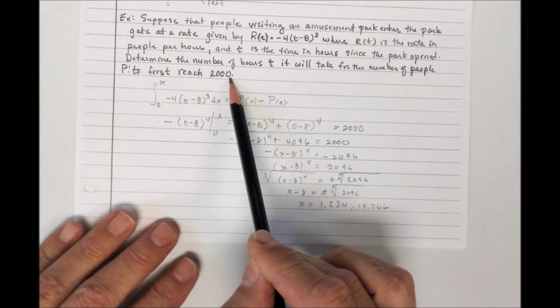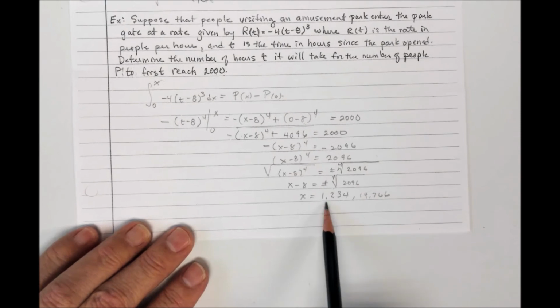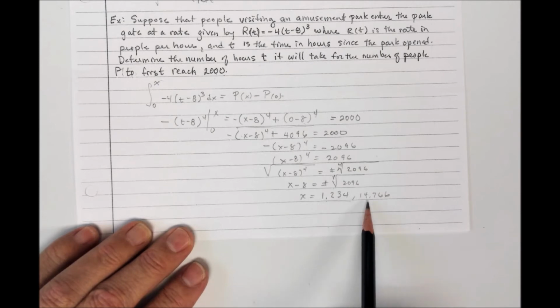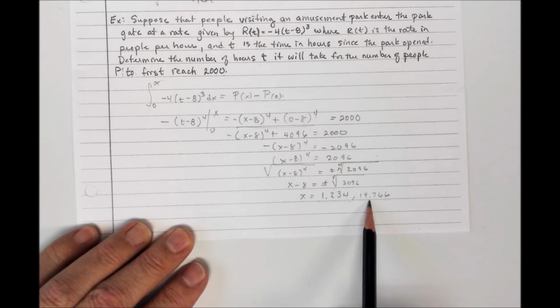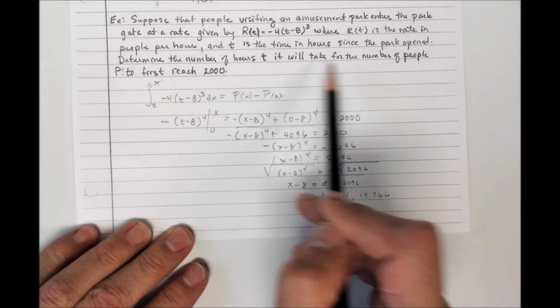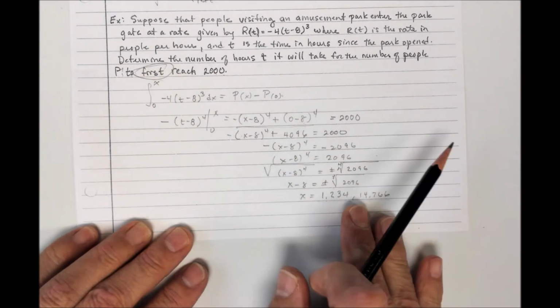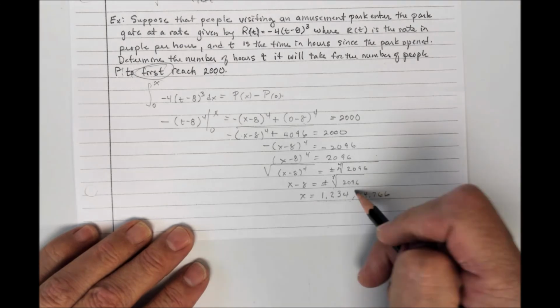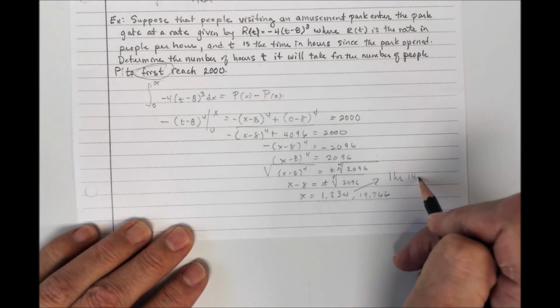Now it says here, determine the number of hours it will take for the people to first reach 2,000, because what happens is after a little more than an hour, because this is in hours, it reaches 2,000, it increases, and then it starts to drop back down as the day wears on, so that almost 15 hours after it opens, it's back down to 2,000. So this is 1.234. This is the first time when it first reaches that. So that's what, 1 hour and about 14 minutes.